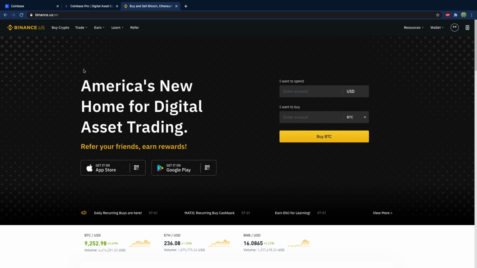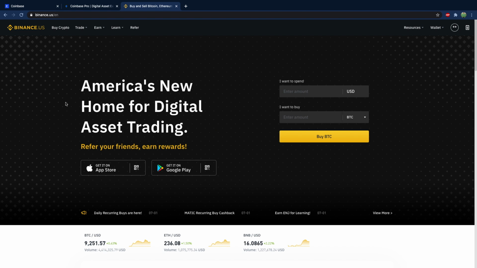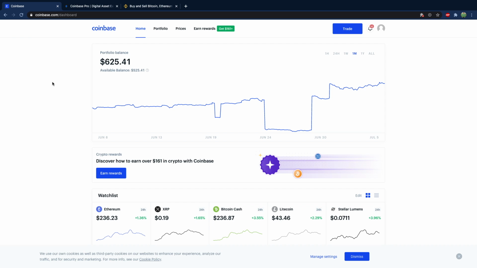And it's really simple. My suggestion is if you're brand new, just starting out, to go with Coinbase. And if you're just buying and holding cryptocurrencies, you don't plan on trading these every single day of your life, then I also recommend going with Coinbase. If, on the other hand, you want to get into crypto trading, in that situation, I recommend Binance.